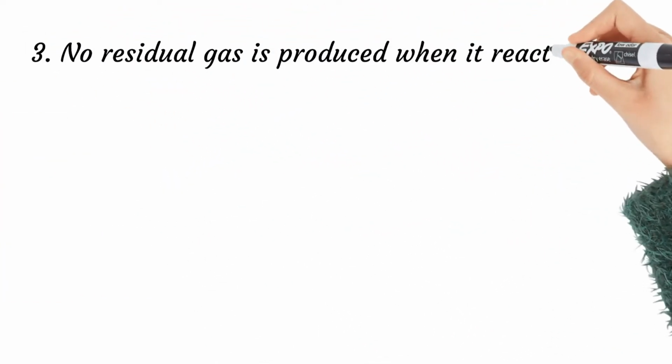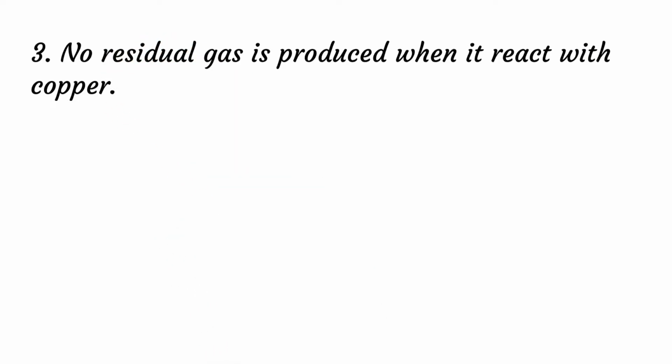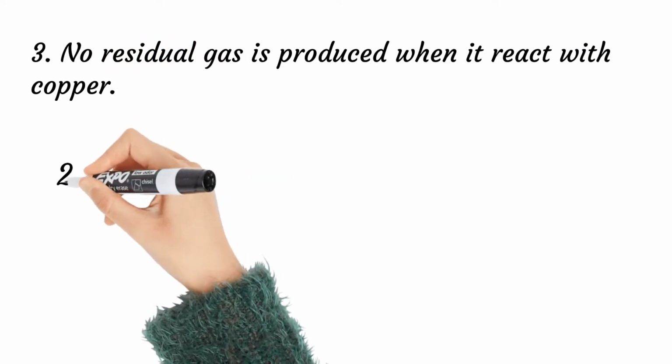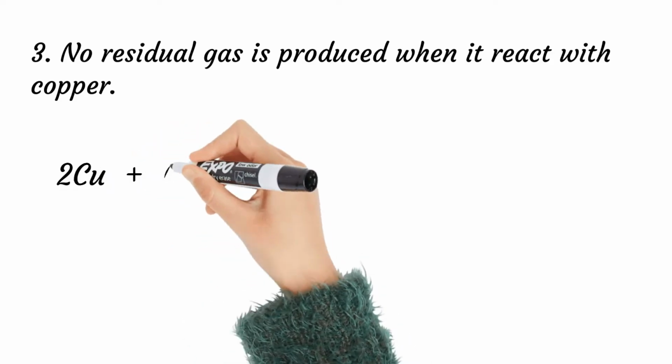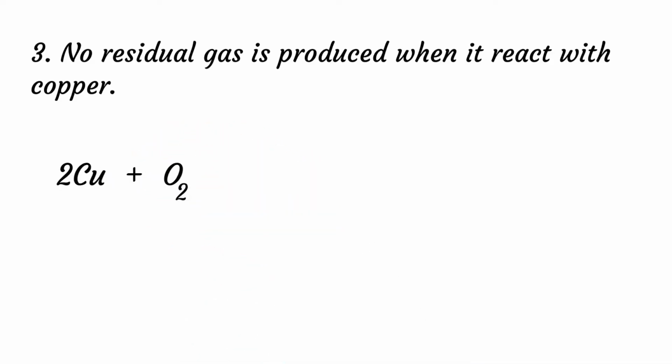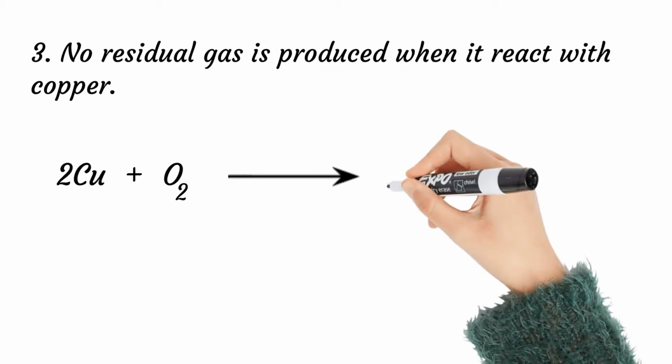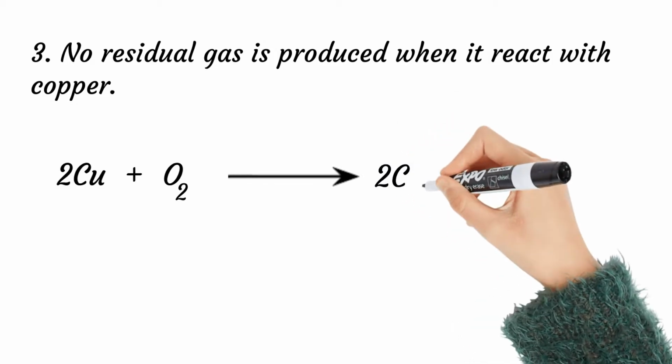Number 3, no residual gas is produced when it reacts with copper. So when oxygen reacts with copper, no residual gas is formed. Just copper oxide, Cu plus oxygen produces CuO.